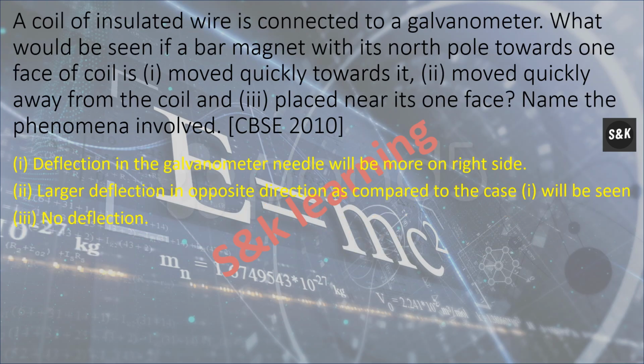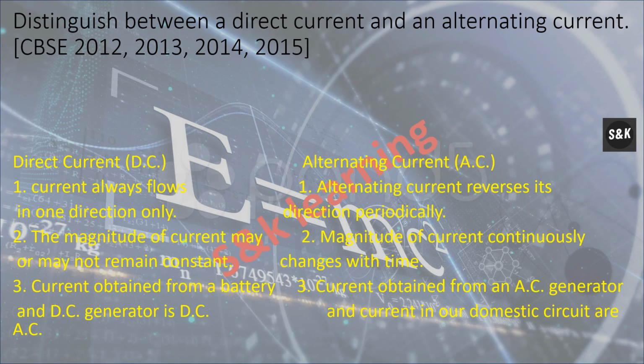A coil of insulated wire is connected to a galvanometer. What would be seen if a bar magnet with its north pole towards one face of the coil is moved quickly towards it? Deflection in the galvanometer needle will be seen on the right side. Second, moved quickly away from the coil: a large deflection in the opposite direction compared to the first case will be seen. Placed near its one face: no deflection.